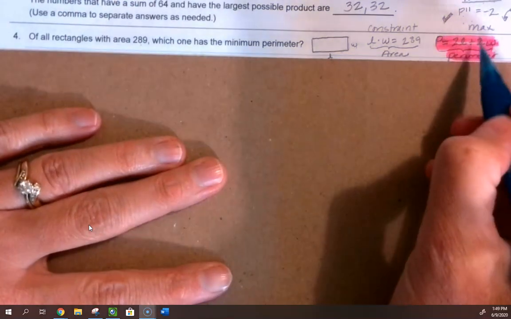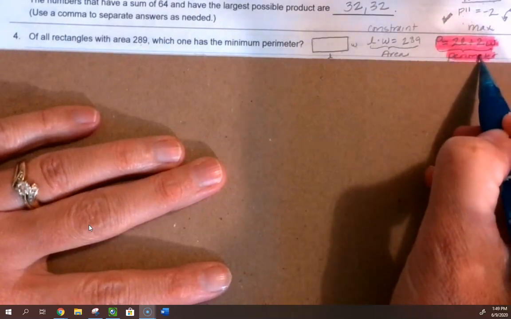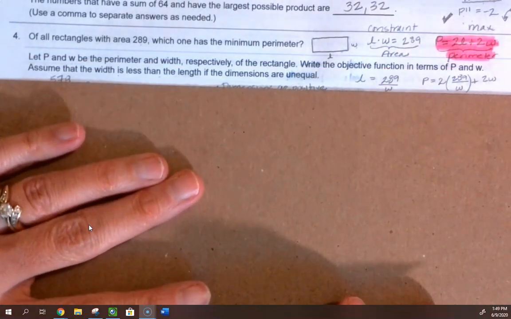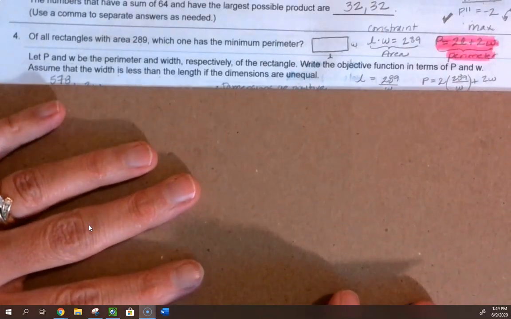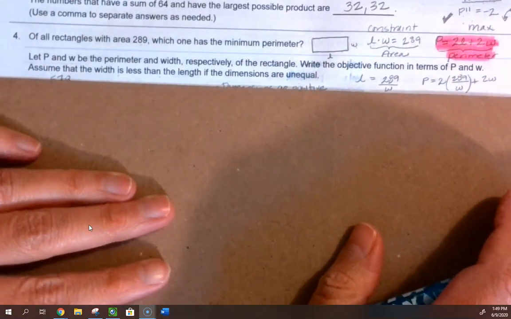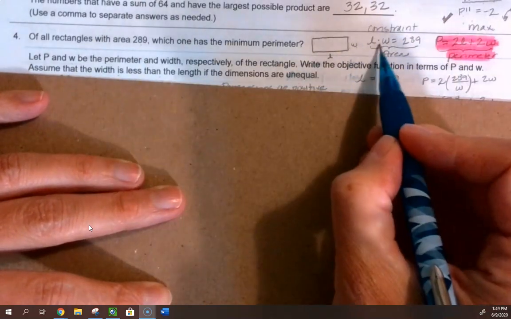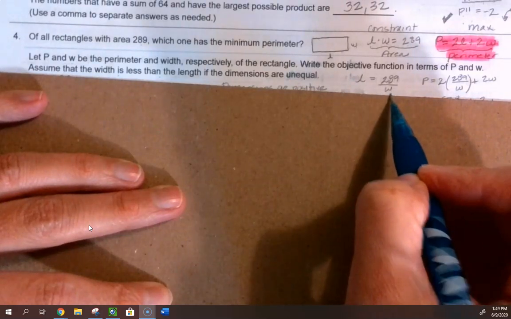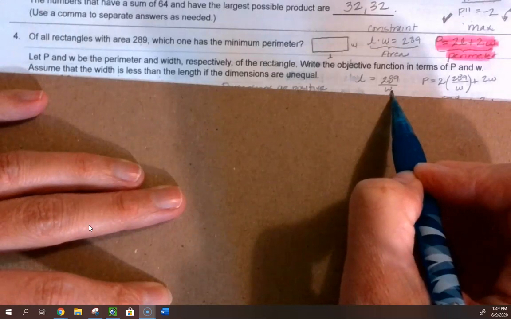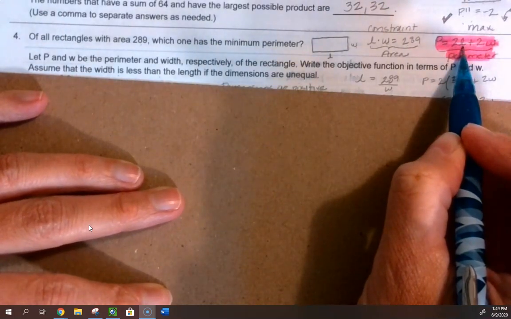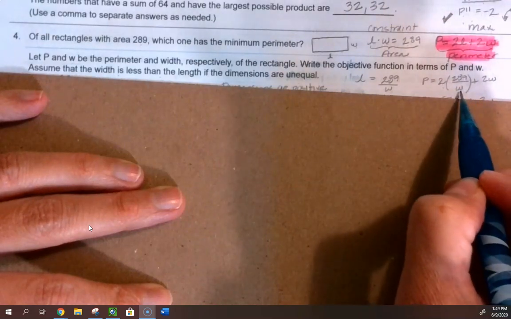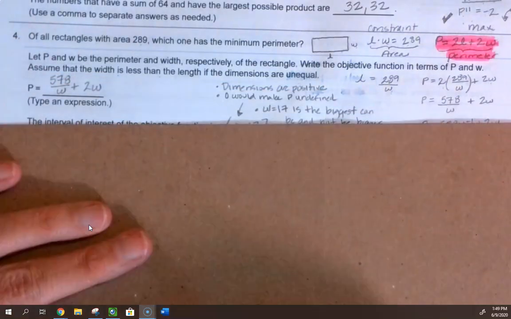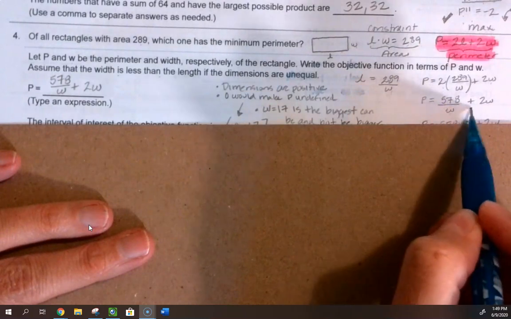The next thing that we're going to do is we're going to write our objective function in terms of only one variable using the constraint. In this case, they want us to write this in terms of W, so we want to get rid of L. All right, so to get rid of L, we're going to divide by W, so we get L equals 289 divided by W. And we're going to take 289 over W and put it in for L in the objective function. So I get 2 times 289 over W plus 2W. You can multiply that out, you get 578 over W plus 2W.